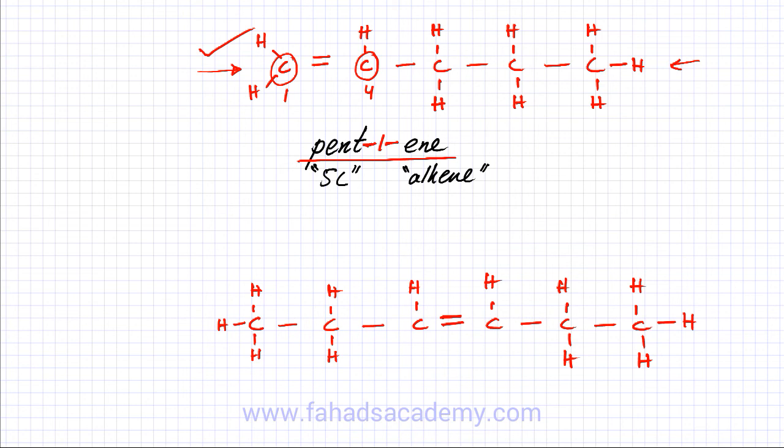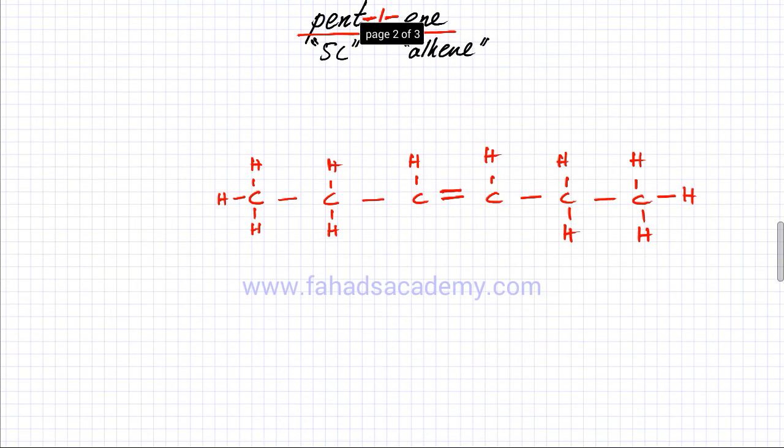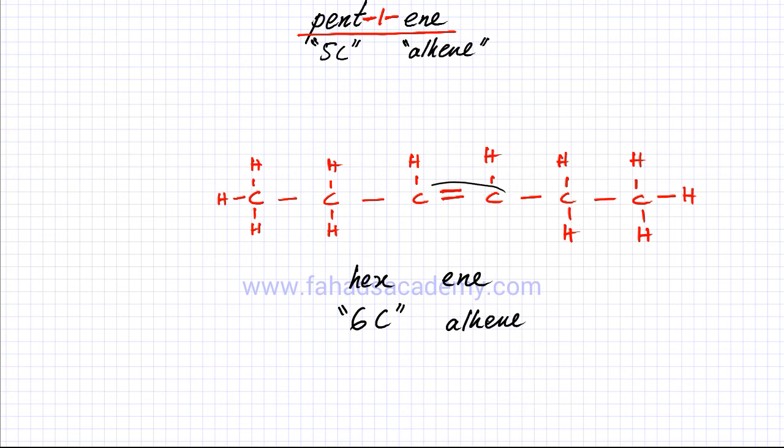So let's try and name this molecule. The first thing is you figure out what the prefix is going to be. It has 6 carbon atoms, which would indicate that the name should start off with hex. And it's an alkene, so the name should end with ene. It's an alkene because it has this carbon double bond carbon in it.